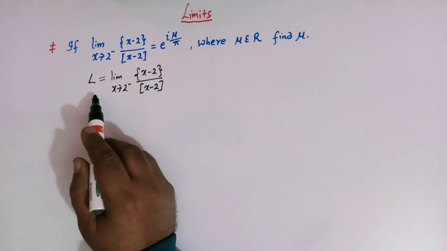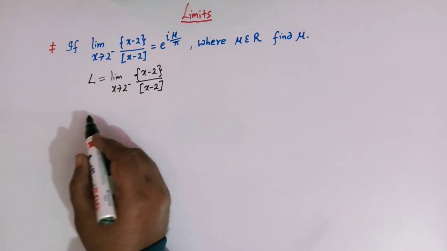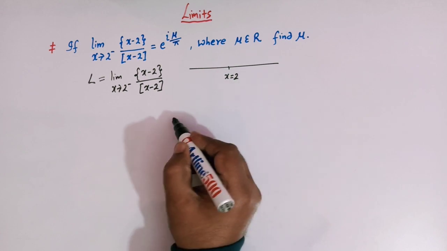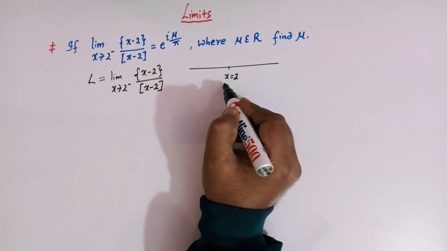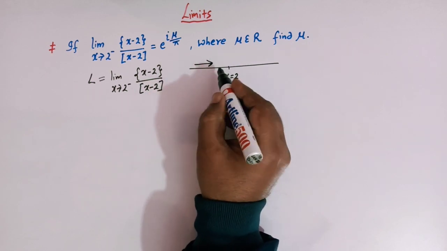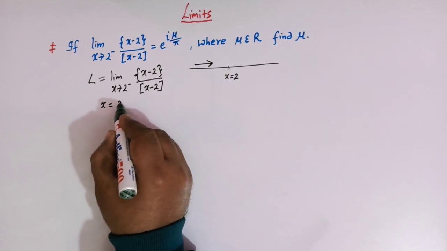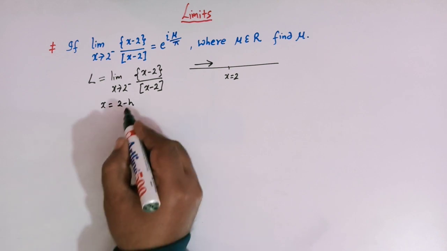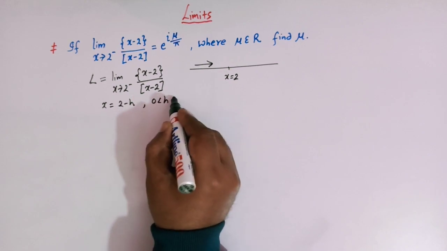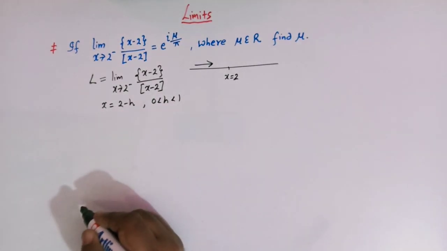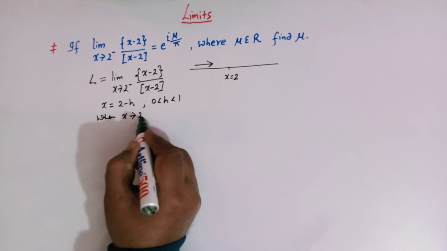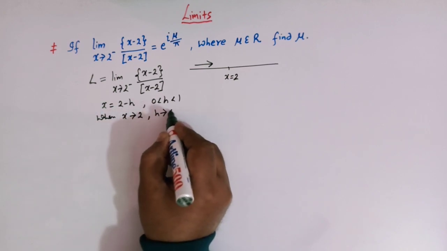So in order to solve this limit, see here we have the point x is equal to 2, right? And we have to approach x is equal to 2 from the left of x is equal to 2, right? So we'll take x is equal to 2 minus h, right? Where this quantity h is a positive quantity, and it is a very small quantity which lies between 0 and 1, right? So when x tends to 2, then obviously h tends to 0, right?